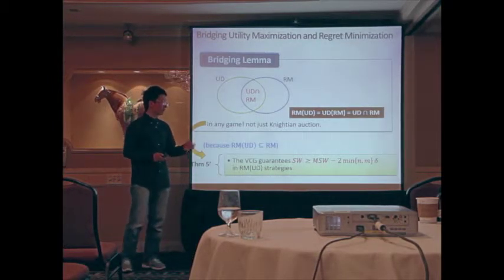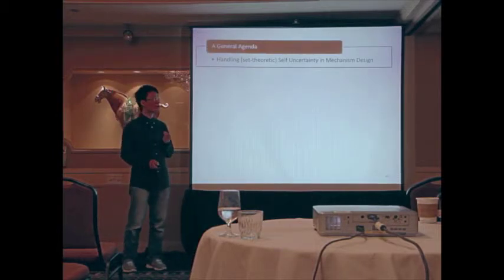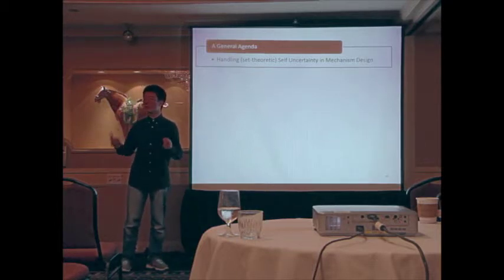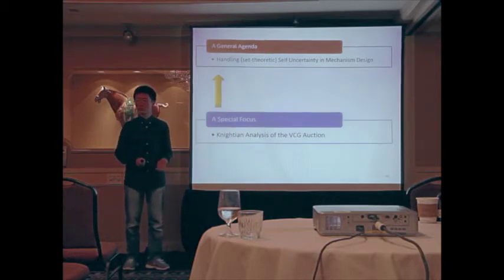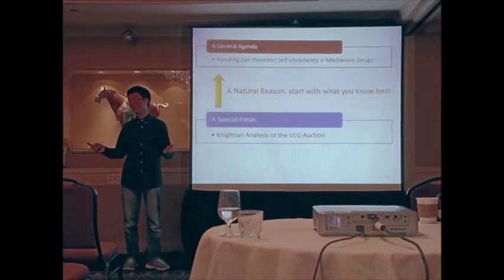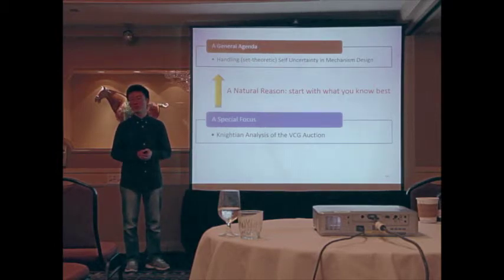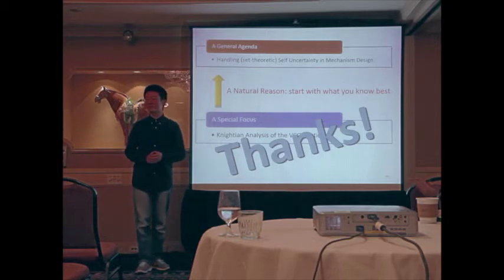So this is really so much of the technical meat of today's talk, but I want to mention that I'm personally very interested in a very general agenda, that is how to handle self-uncertainty in mechanism design. Today, I'm picking this Knightian VCG auction really as a special focus because I want to start with what we know the best. So tomorrow, I would encourage everyone sitting here interested in this talk to go back and try to add self-uncertainty to the game that you're currently studying. Maybe we'll produce a new paper for it. I hope you will enjoy this talk. Thanks.